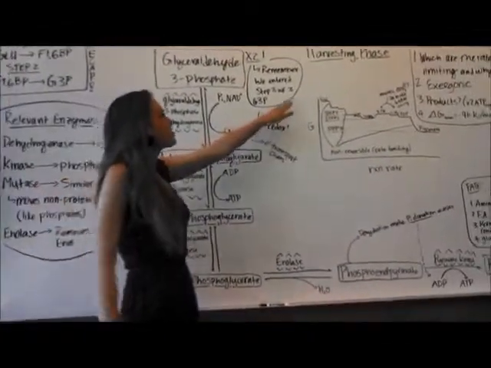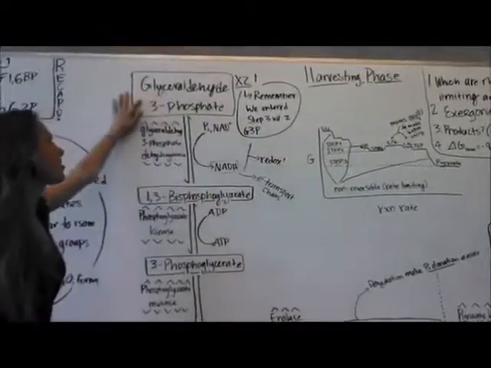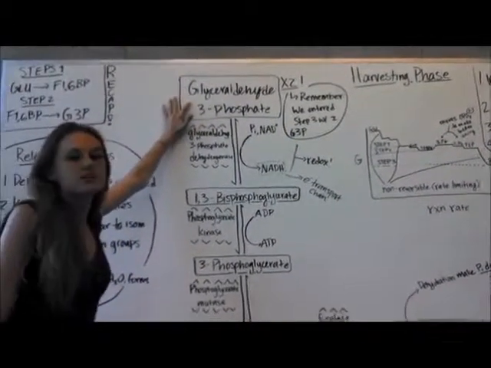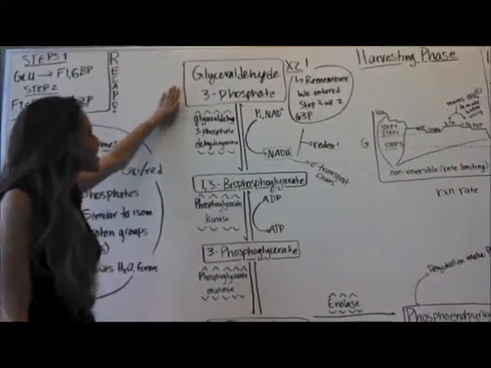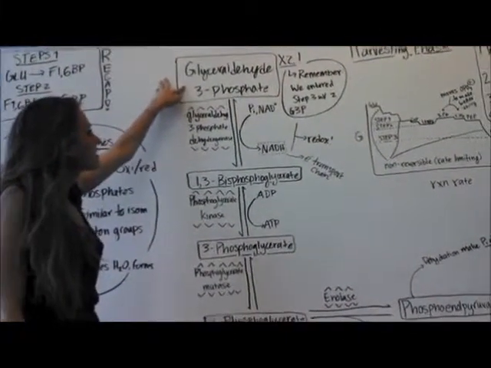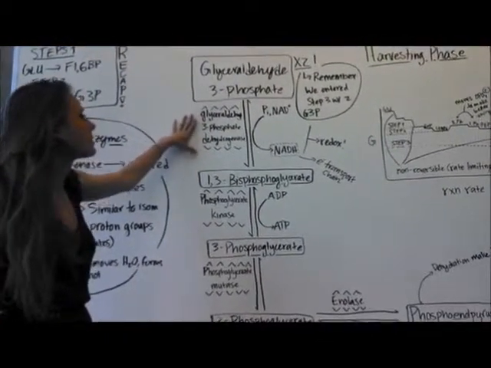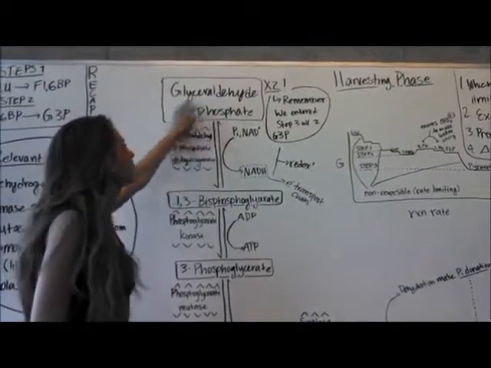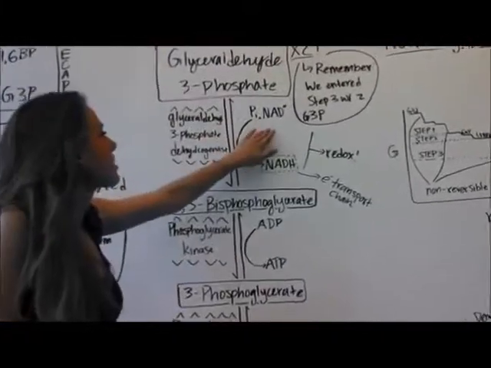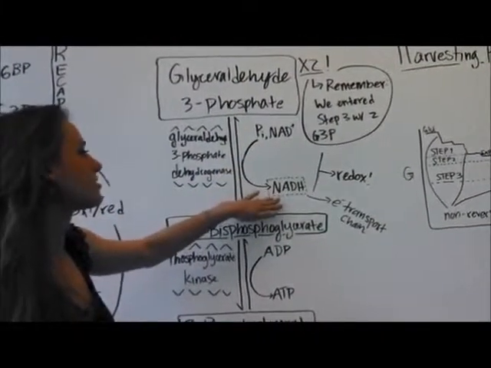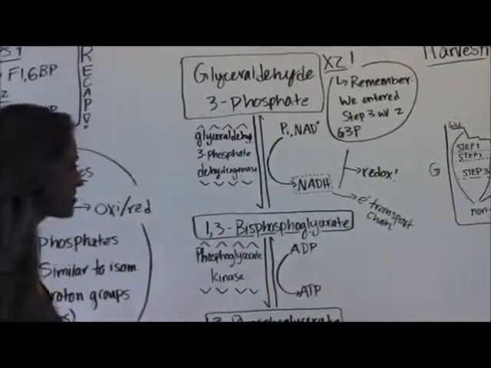So remember that from stage 2 we formed 2 of our glyceraldehyde 3-phosphates, so everything from here on is going to be times 2. So we start off with a redox reaction. Glyceraldehyde 3-phosphate is oxidized by glyceraldehyde 3-phosphate dehydrogenase, allowing us to add a phosphate group onto the primary carbon. And because it's a coupled reaction, NAD plus gets reduced to NADH and is then used in the electron transport chain.